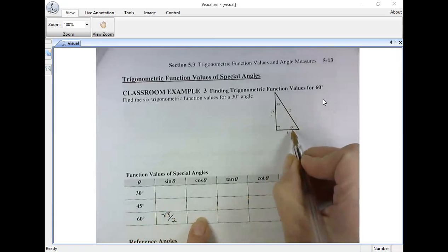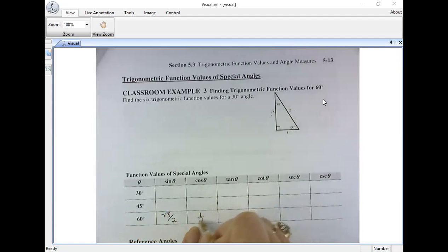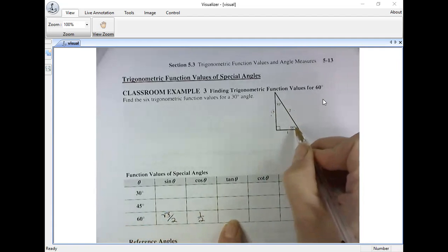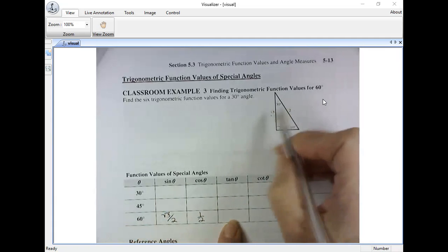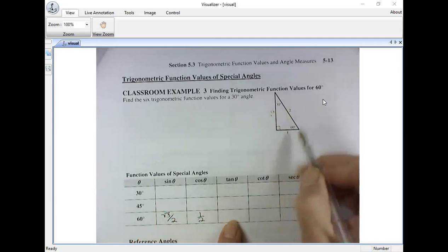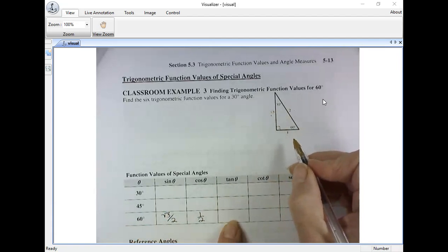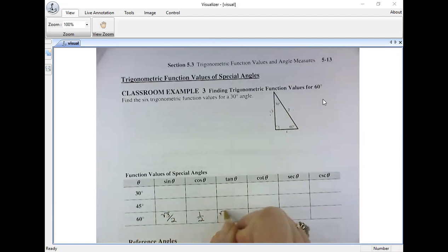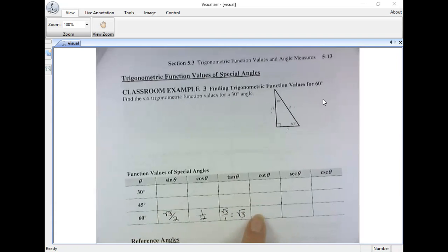Now, we're still looking at the 60-degree angle. What would be the cosine? 1 over 2. Tell me about tangent. Tangent is opposite over adjacent. So square root of 3 over 1 is just what? Square root of 3. It's okay if it cleans up and it's not a fraction anymore. We're going to simplify it.